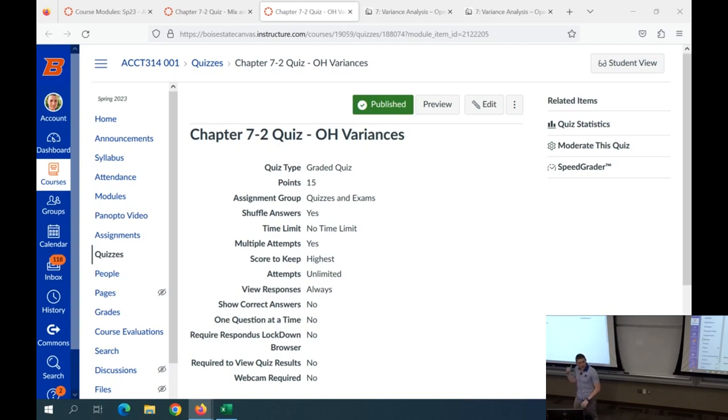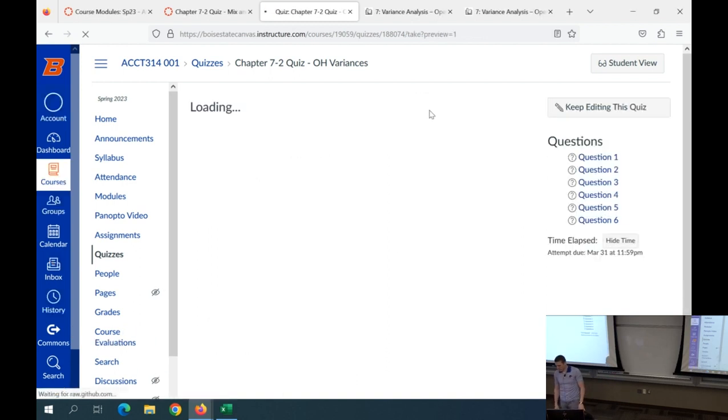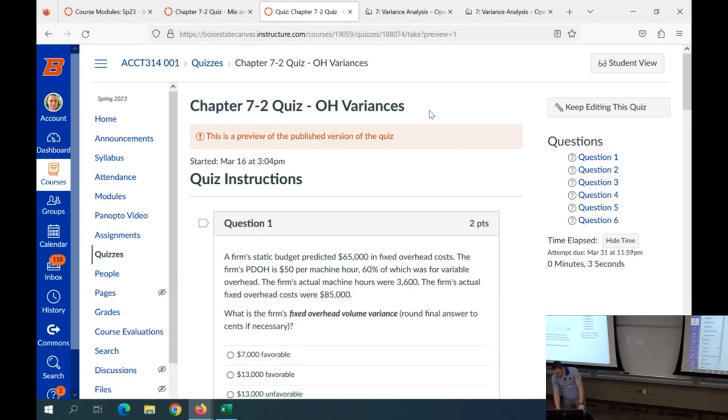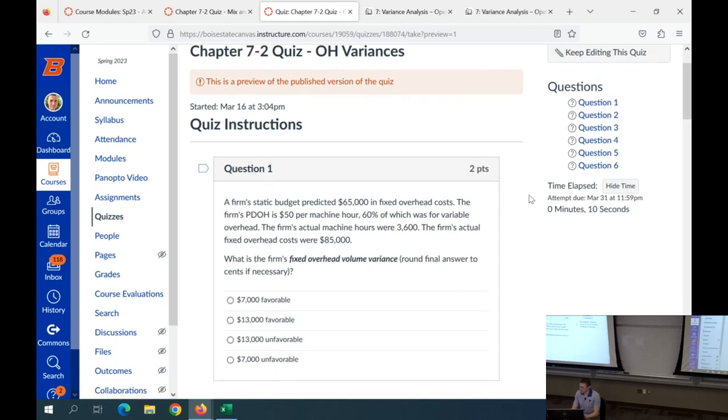All right, so let's start with the overhead quizzes. Overhead variance quiz. And let's go through some questions. There are only going to be 6 questions, so how about we go through just a full instance of it and then have some requests if you have any.